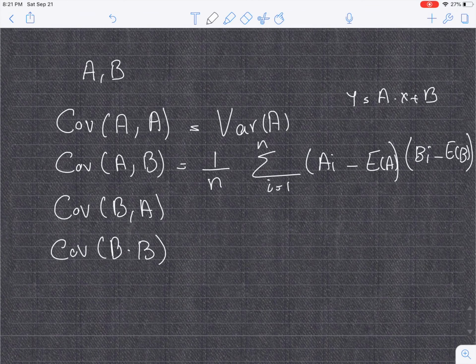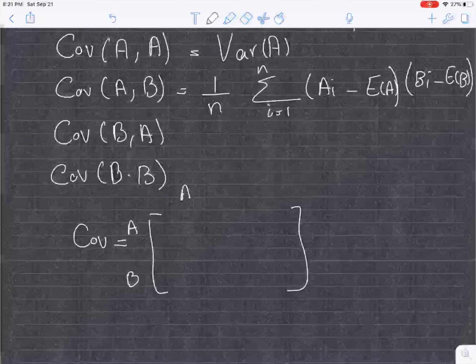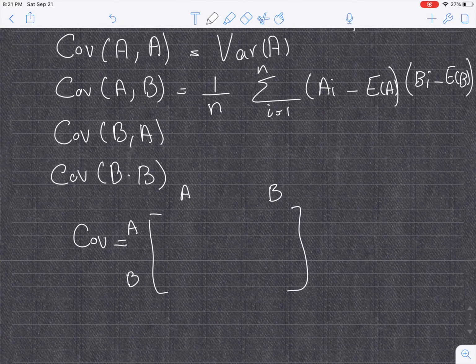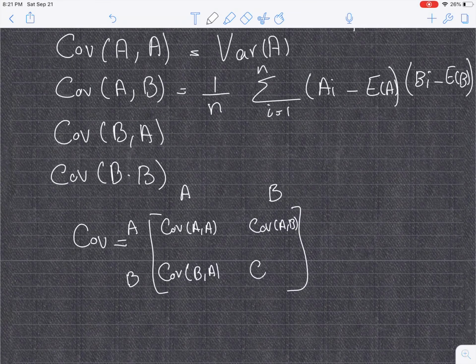Okay? And the way that the covariance matrix is defined, it's going to be like this. So you have both A and B terms. Imagine this is A, this is B, this is A, this is B. So this is going to be your covariance of AA. This is going to be covariance of AB, covariance of BA, and covariance of BB.